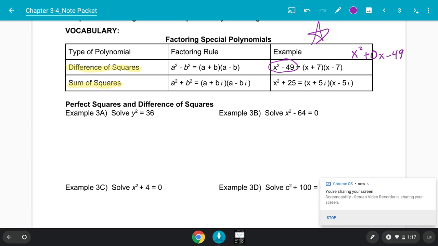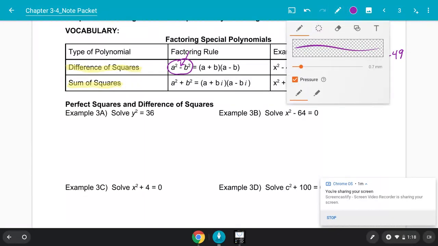So if we use our previous rule of what multiplies to negative 49 but adds to 0, that would mean we're looking at positive 7 and negative 7. Positive 7 times negative 7 is negative 49. Positive 7 plus negative 7 is 0. Now, the fancy mathy way of saying that is, if it's a squared minus b squared, then it's going to be a plus b, a minus b.